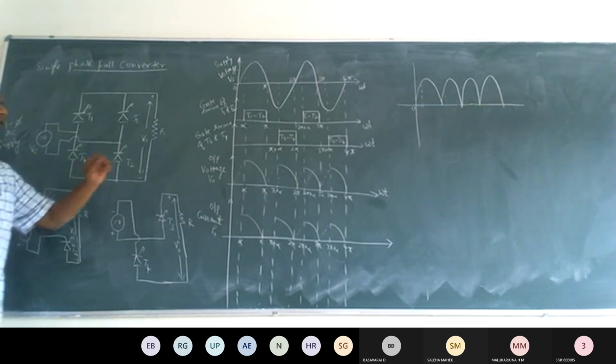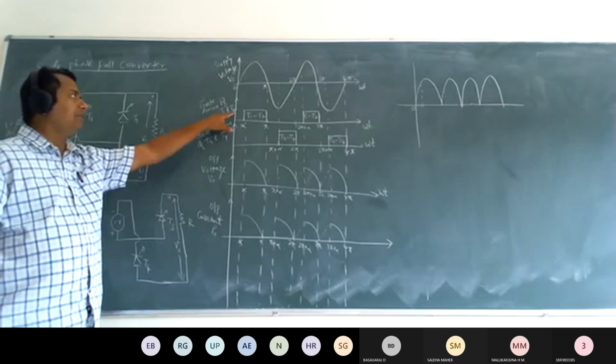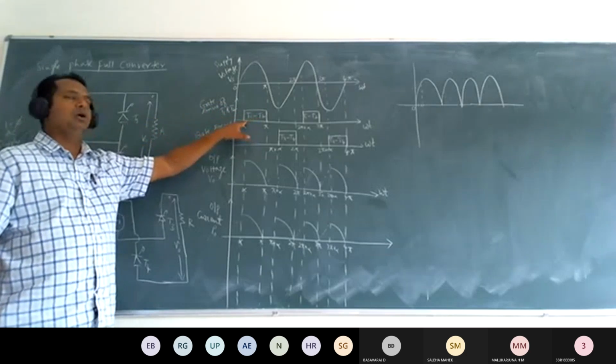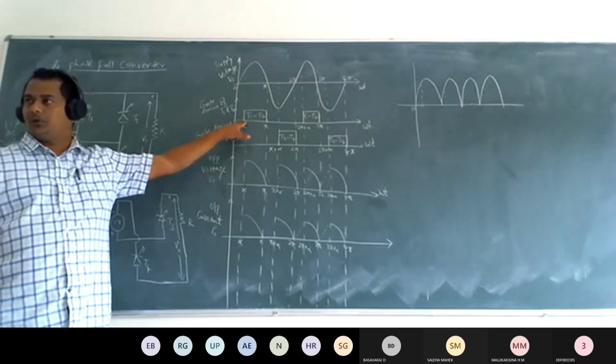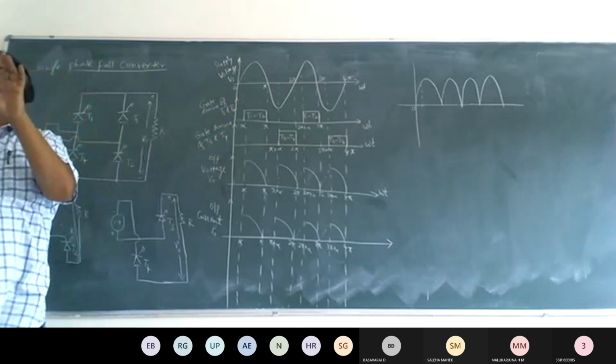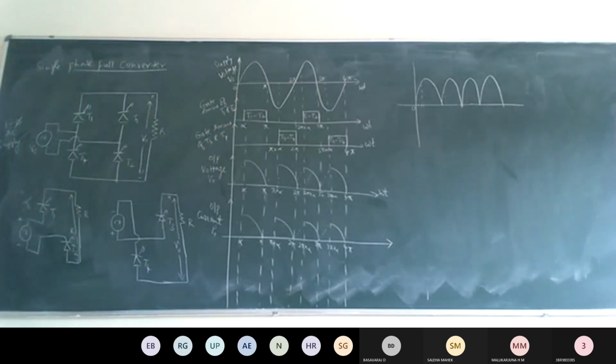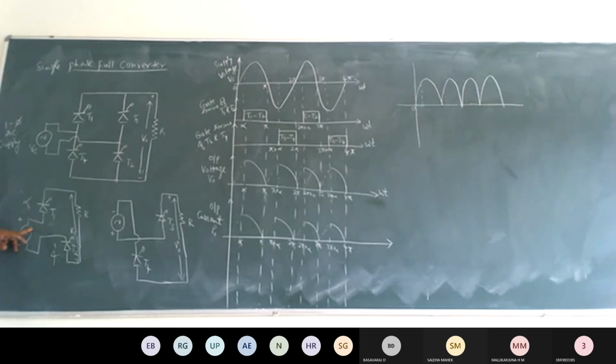Here you just observe that we are applying the gate drives of T1 and T2 at omega t equal to alpha. We are applying the gate pulses for the SCRs T1 and T2 at a time. When SCR T1 is on, the current will start to flow through the resistive load and T2. T2 is also triggered at a firing angle of alpha. When both the switches are in the on state, the current flows through the resistive load, T2 and gets back to the source voltage.